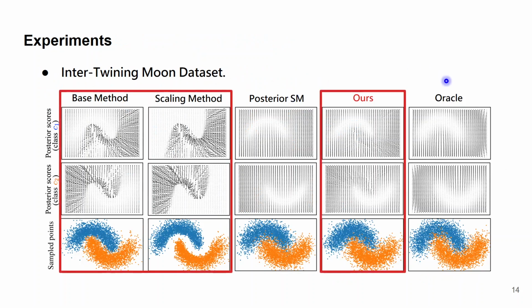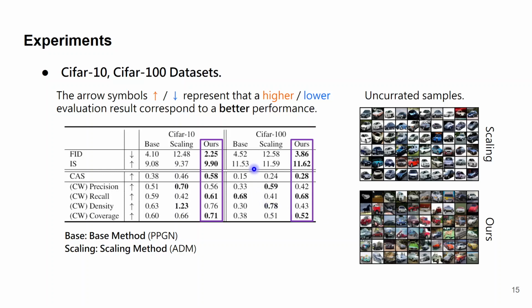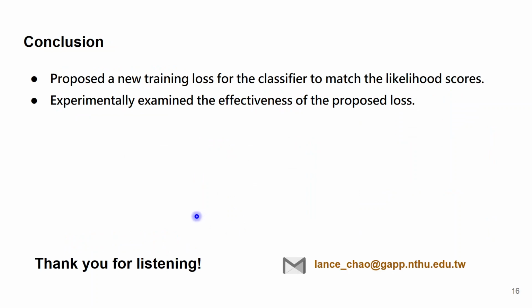So this is the experimental result. Our method improves a lot. Also, we tested our method on the CIFAR-10 and CIFAR-100 datasets, and we see that our method outperformed the baseline methods on several key metrics. So in this work, we propose a new kind of loss function, and we experimentally examine its effectiveness. Thank you for listening.